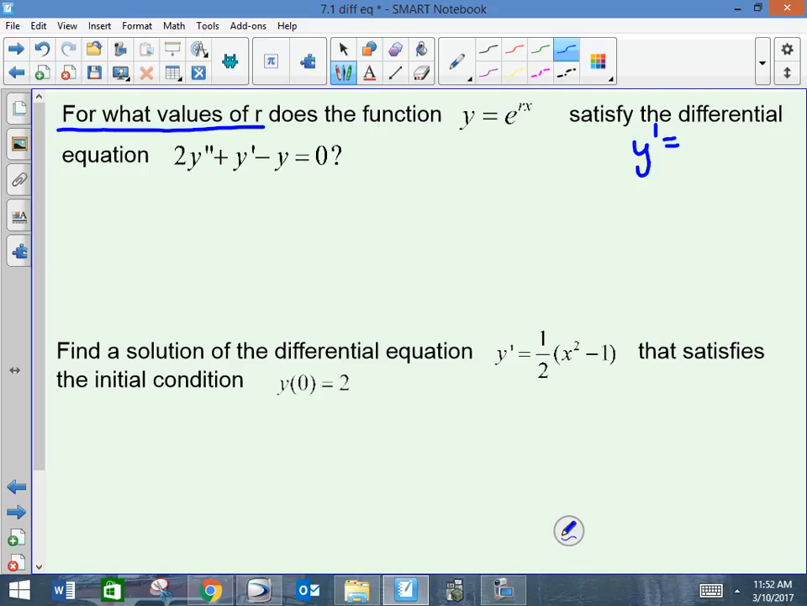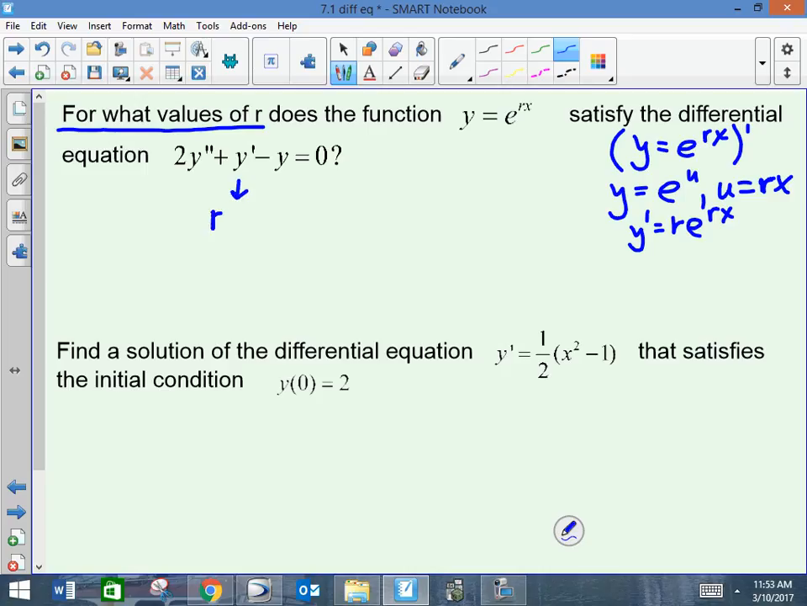I think that's a great idea. Okay, if y is e to the rx, how do we find y prime? E to the u, good work. All right, r is just some goofy constant, so what's y prime? R e to the rx, okay? So how about we put that in here and see what happens? R e to the rx. All right, we need to find y double prime. You're on it, Miss Emma.